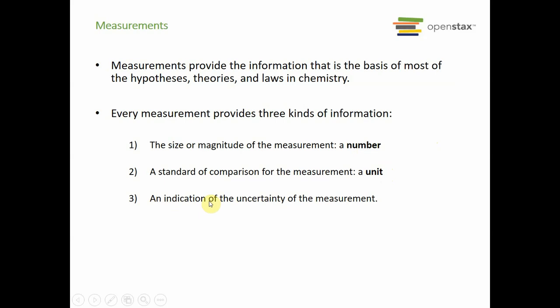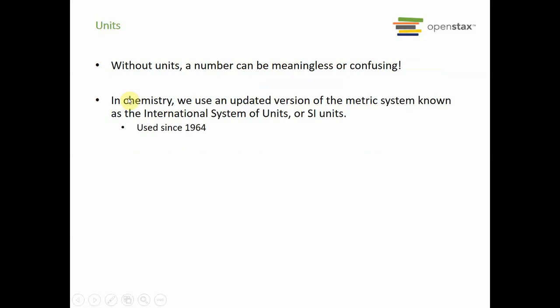And implicit in that 120 pounds, though, is a measure of uncertainty, and where you stop the counting of the digits. So if you're only using 3 digits, then you know you're not certain to the 4th digit. Without units, a number can be meaningless or confusing. In chemistry, we use an updated version of the metric system known as the International System of Units, or SI units, used since 1964.